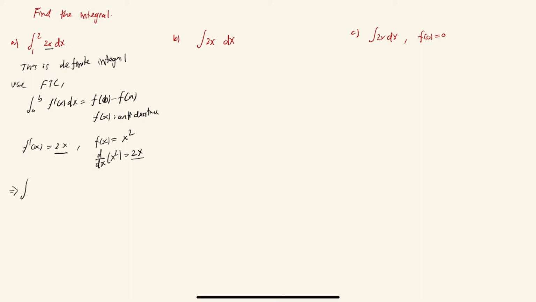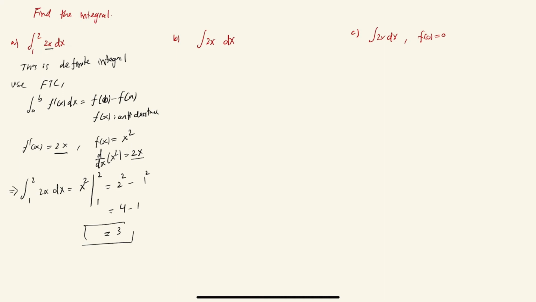Now we are ready to apply the fundamental theorem of calculus. So the definite integral is going to be from 1 to 2 of 2x dx, and the antiderivative function is going to be x squared, and then you evaluate it at 1 and 2. So the result will be 2 squared minus 1 squared, which is 4 minus 1, resulting in 3. Note the solution of the definite integral is just a number.